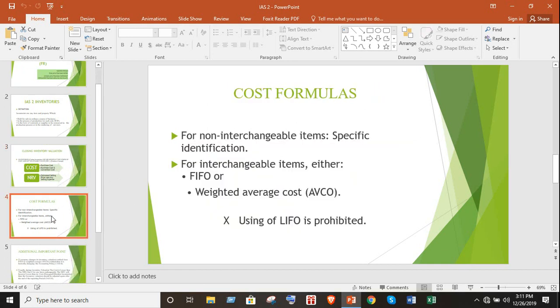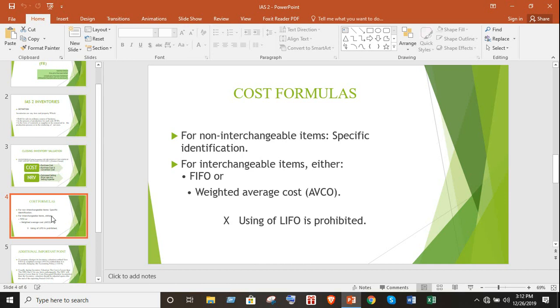Now this is related to calculating the cost formula. When calculating cost, there are two formulas mostly used in IAS 2. One is FIFO, another is AVCO. But once there was a LIFO method used, but recently the IASB made it prohibited. So now in this version of IAS 2, LIFO is prohibited. You cannot use LIFO, that is called last in first out.